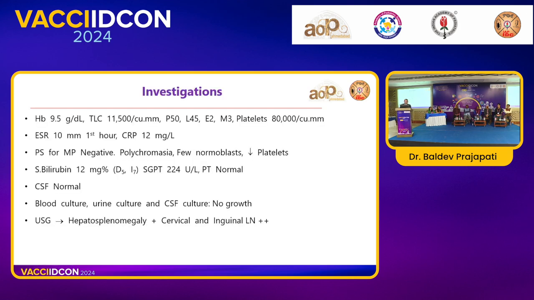Now, on investigations which we have done, hemoglobin was 9.5. Count you can see normal. Differential, not much problem. Platelets were low. ESR and CRP not significantly raised. MP negative. Bilirubin 12, direct 5, indirect 7. Mild enzymatic reaction, PT normal. CSF was done because the child was irritable and mildly febrile. Blood culture, urine culture, CSF culture, no growth. USG showed hepatosplenomegaly and significant cervical and inguinal lymph nodes.